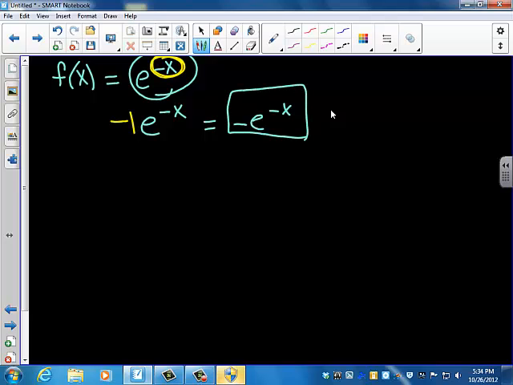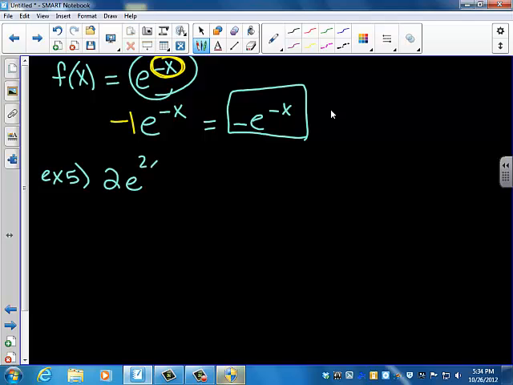That is something I highly, highly recommend you memorize. The derivative of e to the negative x is negative e to the negative x. It'll make your life in some of your algebra a whole lot easier. Okay, example 5. This one's not too bad either.